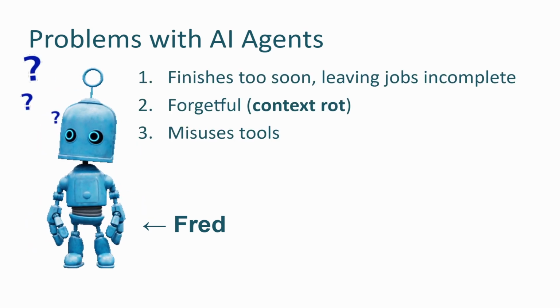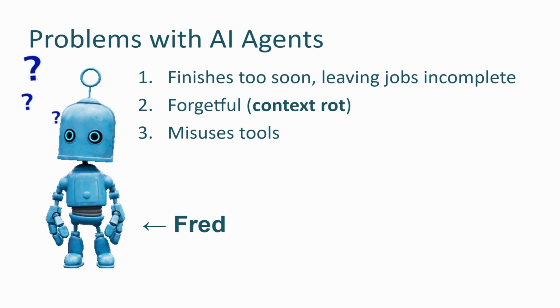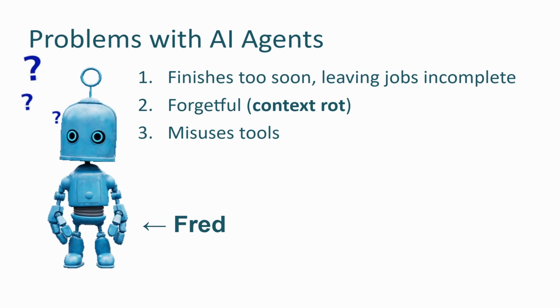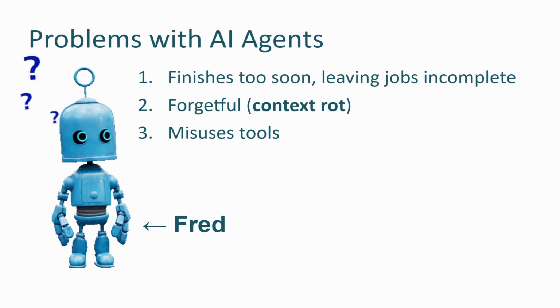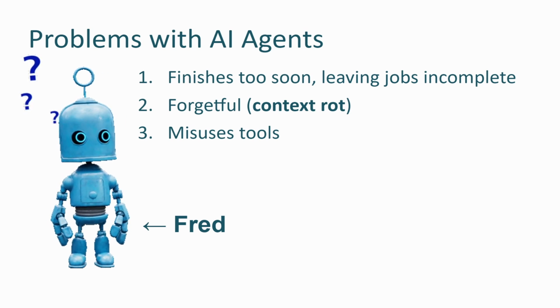One, he declares victory too early. About 20% of the way through, he will generate a confident-sounding conclusion. Assume he's done and stop. He's not lazy. He believes he finished. And two, he forgets things.